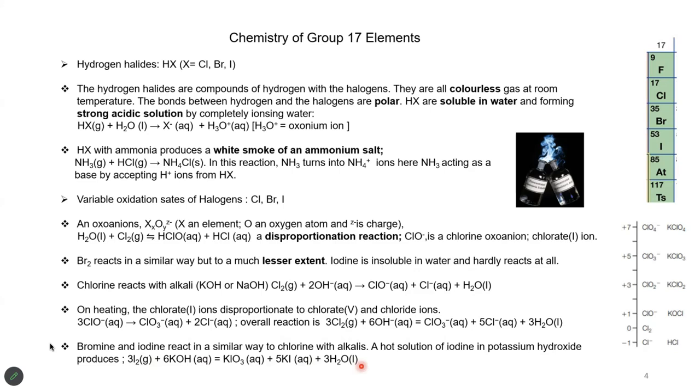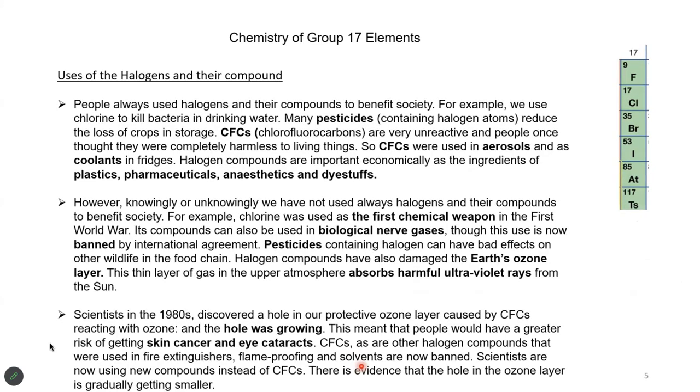Okay, we'll go for the next. We talk a little bit about the uses of halogens and their compounds. At one time, we believed that halogens and their compounds were very beneficial for society. For example, in drinking water, we kill bacteria by passing chlorine. Pesticides containing halogens reduce loss of crops in storage.